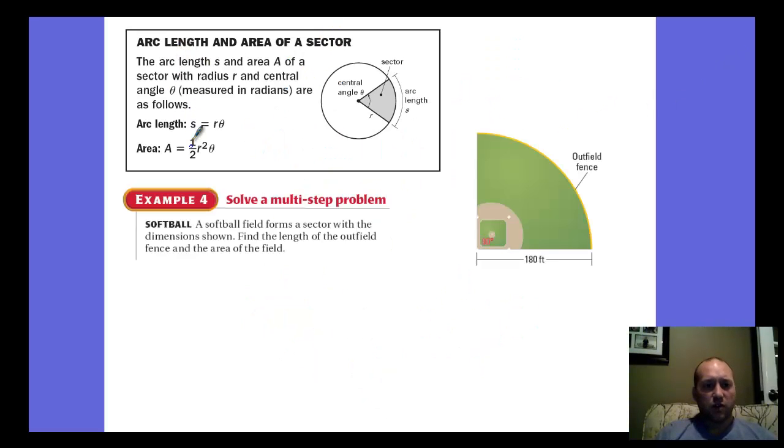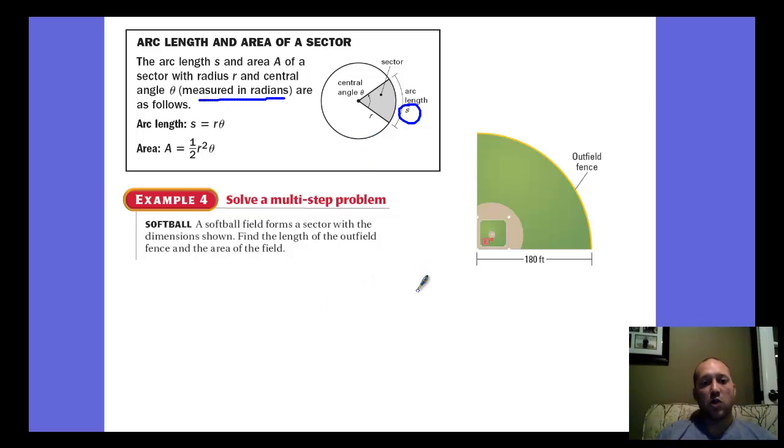Arc length and the area of a sector. So we really just use this formula. Arc length S is the arc length out here. S is equal to the radius times theta, where theta has to be measured in radians. Area of that is equal to 1/2 r squared theta. So it's how to find the area and the arc length of a region, of a portion of a circle.